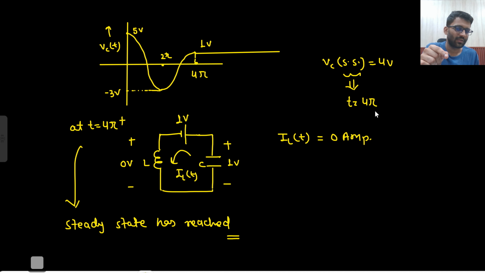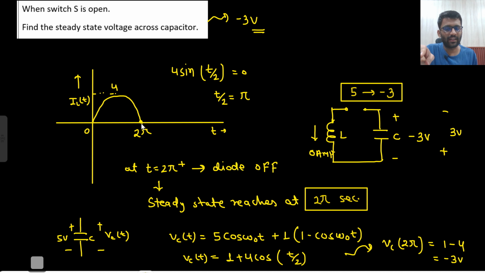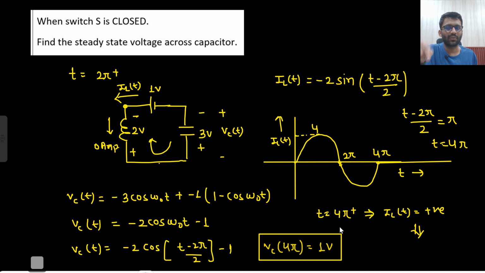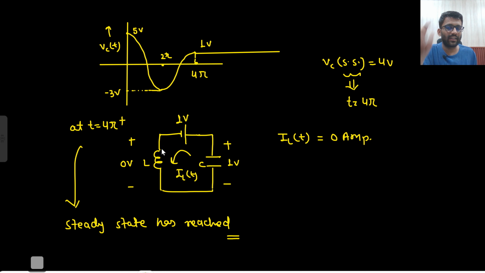So did you understand the difference between both of the problems? In the first one, there was only one diode, so it wasn't allowing the current to flow in the opposite direction. But in the next problem, there were 2 diodes, so it would allow the current to flow in the opposite direction. But if the voltage across the inductor becomes 0, that means there will be no current. If there is no current, that is the steady state. No further charging, no further discharging.